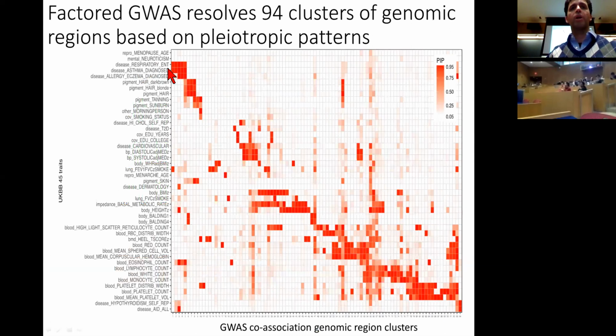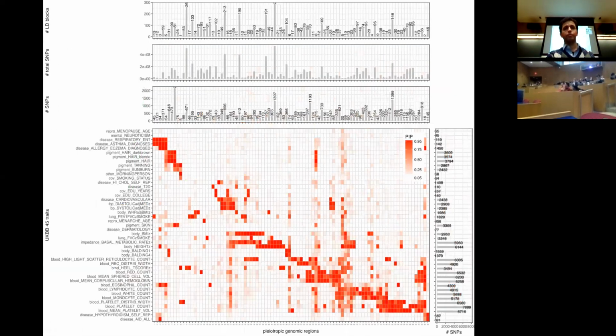For example, you can see respiratory disease and asthma are co-clustered. You can see allergy and eczema for some of these factors, but not all. You can see here pigmentation in hair and pigmentation in the body, tanning, sunburn, and all of that. You can see how these are starting to be partitioned. And for each of those, we now have the ability to study them biologically.